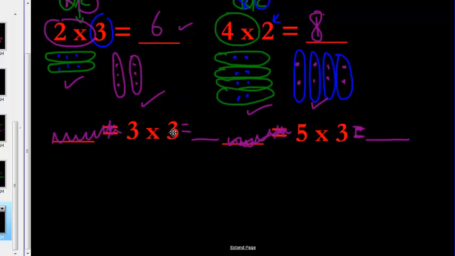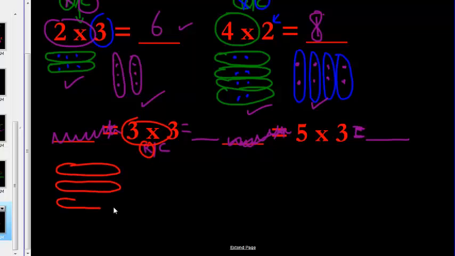We have 3 times 3 equals blank, and we have this. I'm going to put RC, rows or columns, and let's do this. Let's pick rows again first. We're going to make 3 rows. So I'm going to go 1, 2, 3, and I'm going to need to put 3 in each one. So 1, 2, 3, 1, 2, 3, and 1, 2, 3.